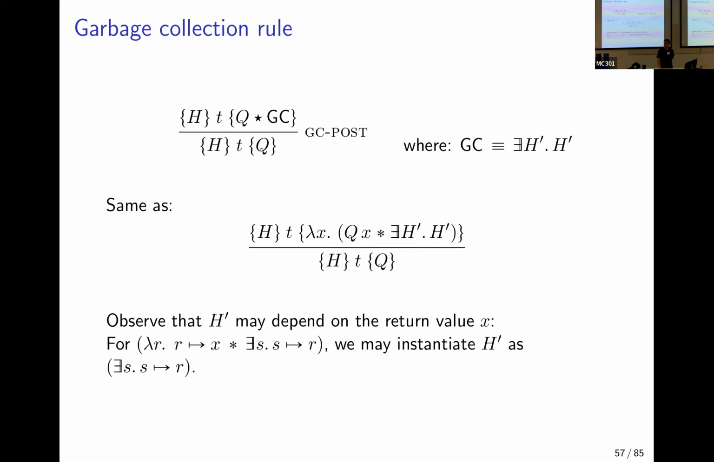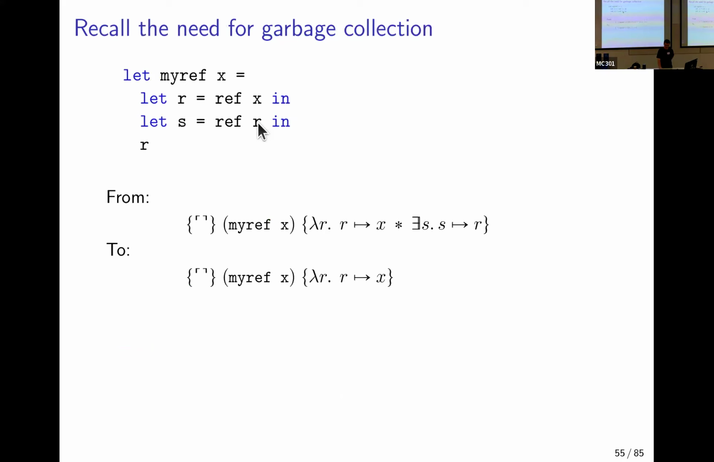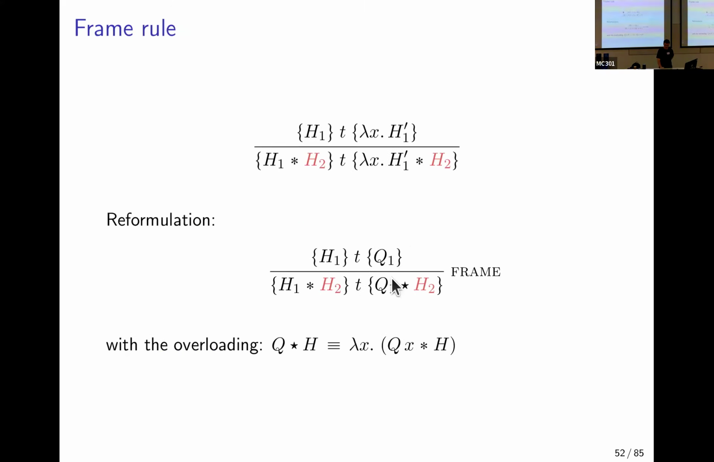Is it a typo in the rule that you're using the weird star at the top? The weird star is not a typo. It's this star. So the X is not going there. However, every heap can satisfy the GC, even the things that mention X.